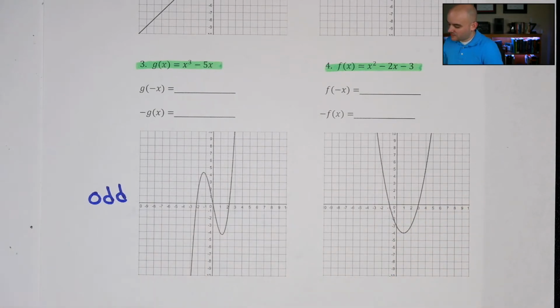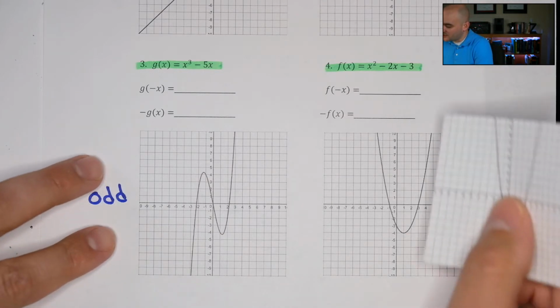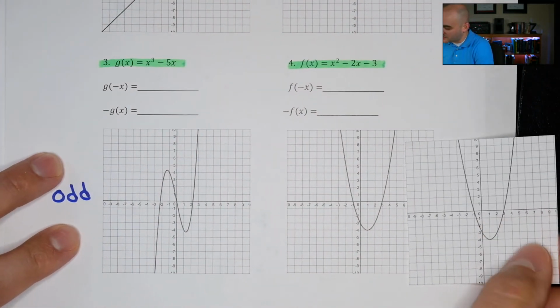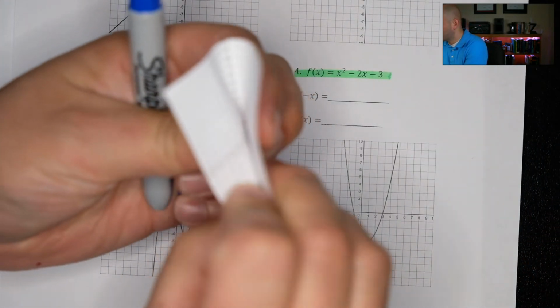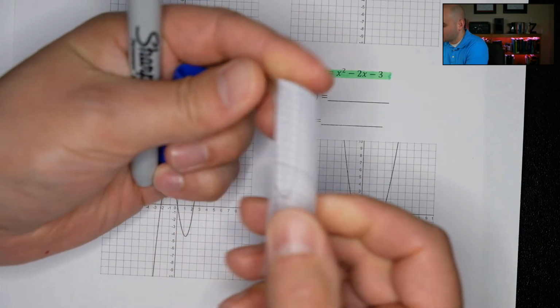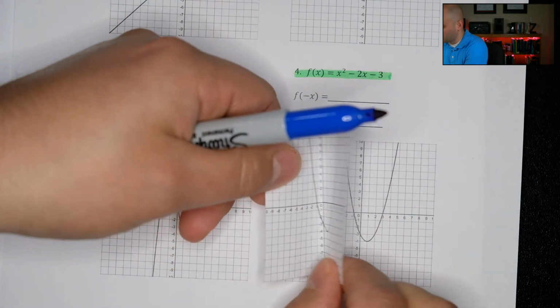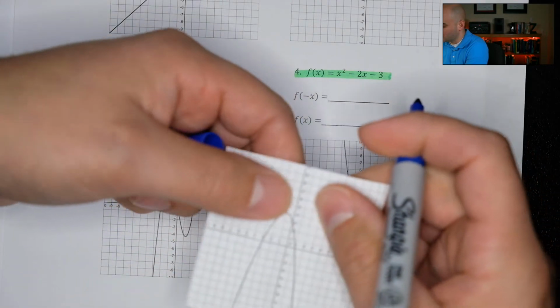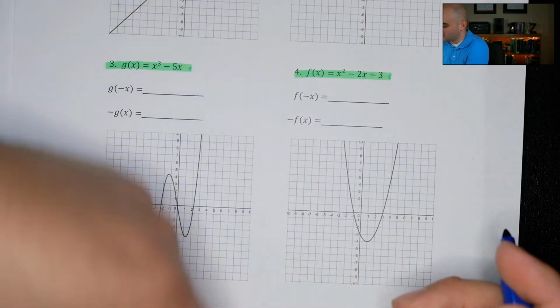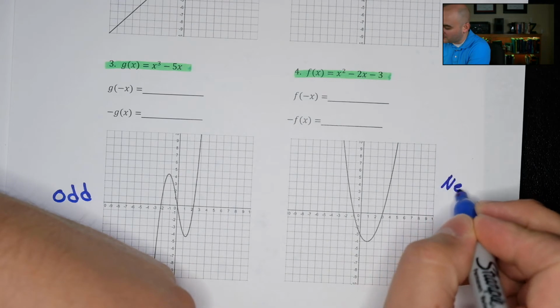Next one. Now, here we have a quadratic, but unfortunately it's been shifted to the right and down some. And now when we fold it in half, on the y-axis that is, it doesn't match up perfectly. So it's not even, and if we turn it 180 degrees like this, we can see it's not going to be odd either. This is going to be a neither.